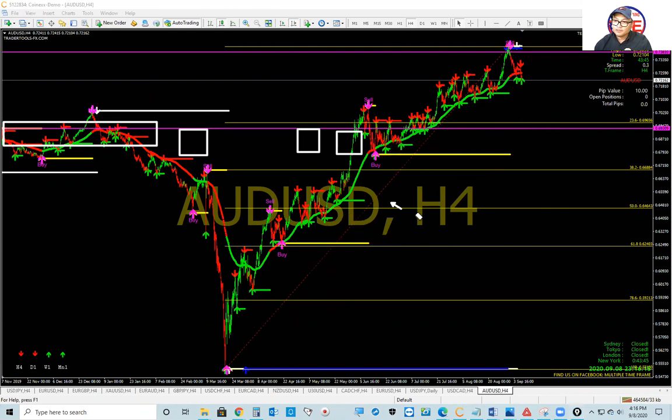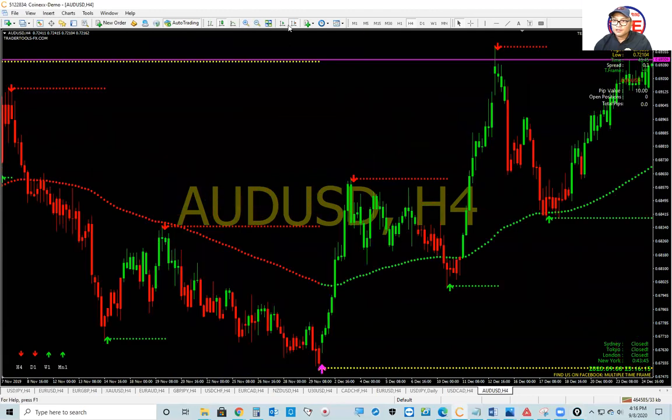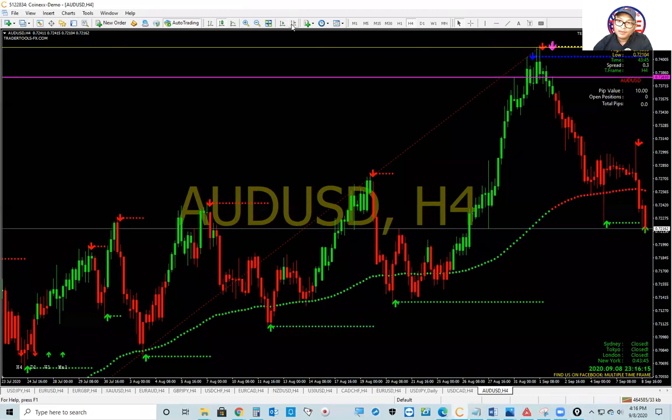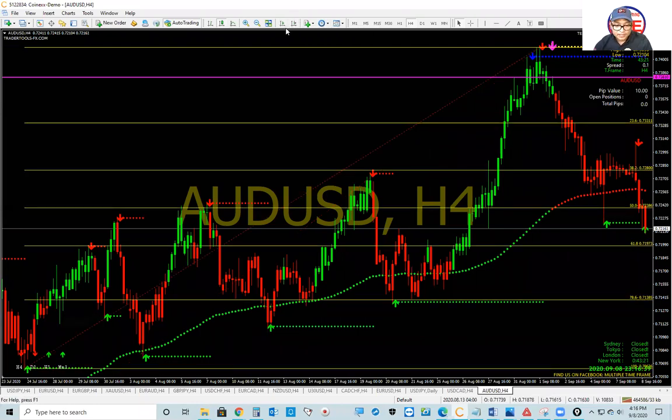Let me delete all this. And let's zoom in. Write this down, guys. I always zoom out all the way. You have to look at the picture from far away. Step number 2, look at what your master trend is doing. Step number 3, look for the previous 4 hours and see what it's doing. And that is the answer to your trade.